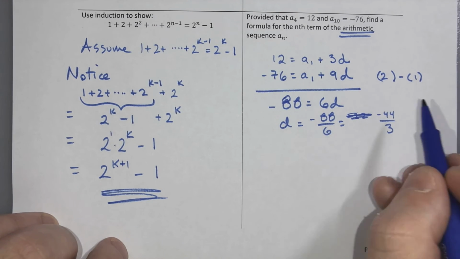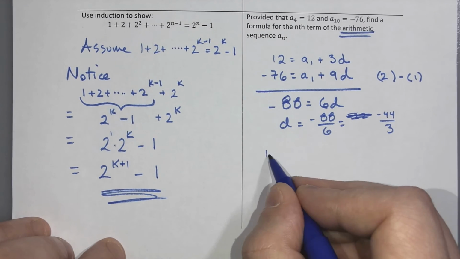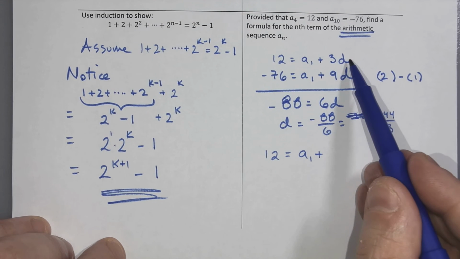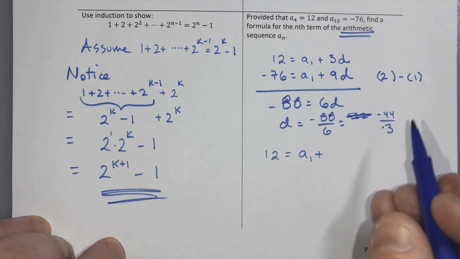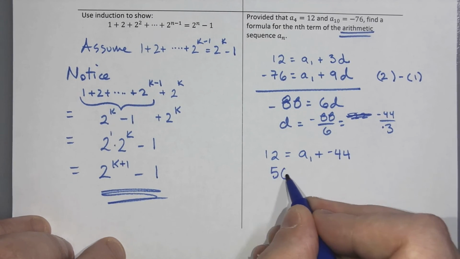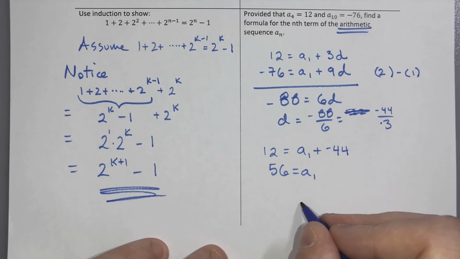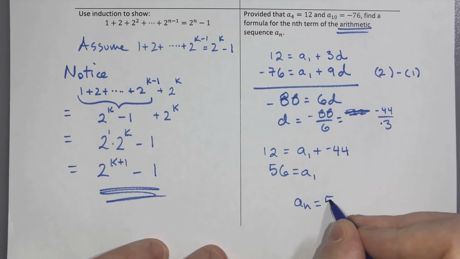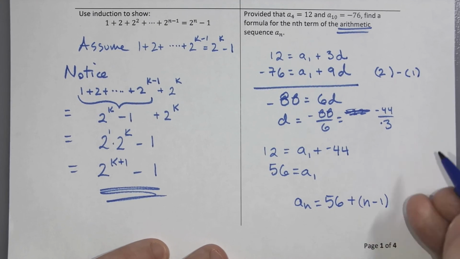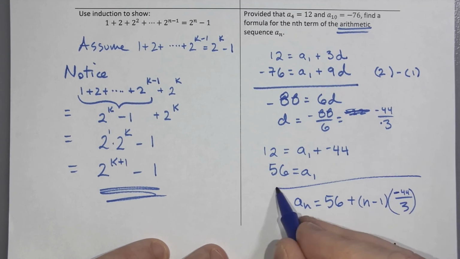So that's our d. And so in order to figure out what a1 is, let's go back and substitute and say 12 equals a1 plus negative 44 over 3 times 3, would be negative 44. Add, and we get 56 equals a1. So our final answer would be a sub n is the first term plus n minus 1 copies of that difference that we found, which is negative 44 over 3.